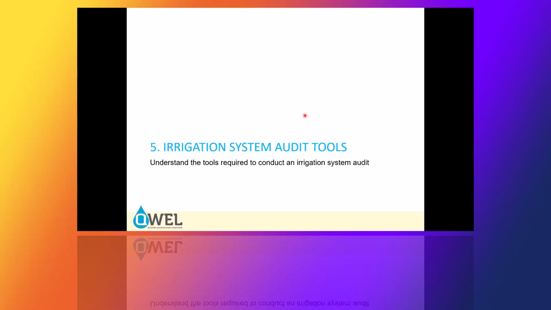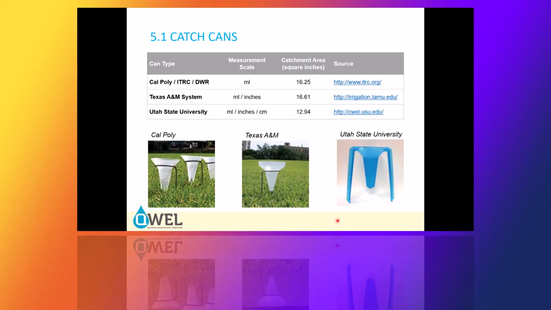Irrigation system audit tools. Of course, there's a number of different tools we're going to be using to do our irrigation audit. Some of the first ones are the actual catch cans, and there's a variety of them out there. The common ones are Cal Poly's, ITRC, DWR. Texas A&M have some that are measured in milliliters and inches, and Utah State University has some that are measured in milliliters, inches, and centimeters. The ones that we have here that I'm using are the Texas A&M ones, which are these catch cans here in the image.